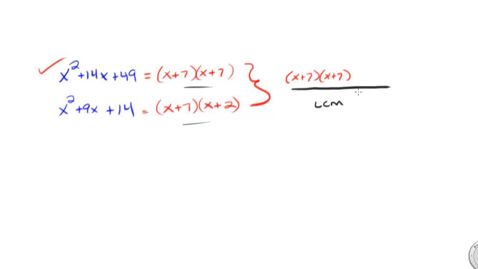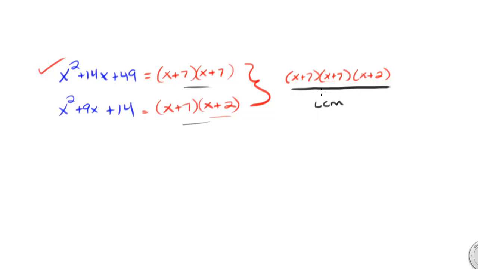Then I'm going to add any factors of the second polynomial that I'm missing. Since I already have an x plus 7 up here, I don't need to add that in. In fact, I have two of them, more than I need. But I don't have this x plus 2 part. So what I'm going to do is add in x plus 2. Again, big picture, this would be my final answer for the least common multiple.